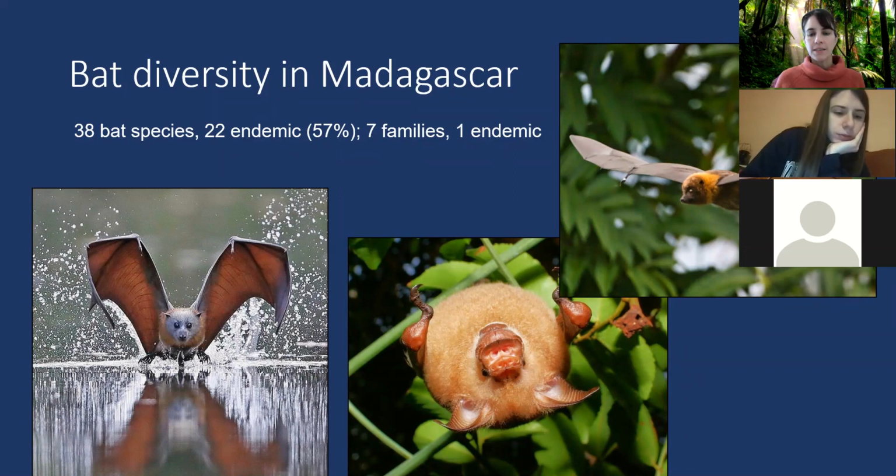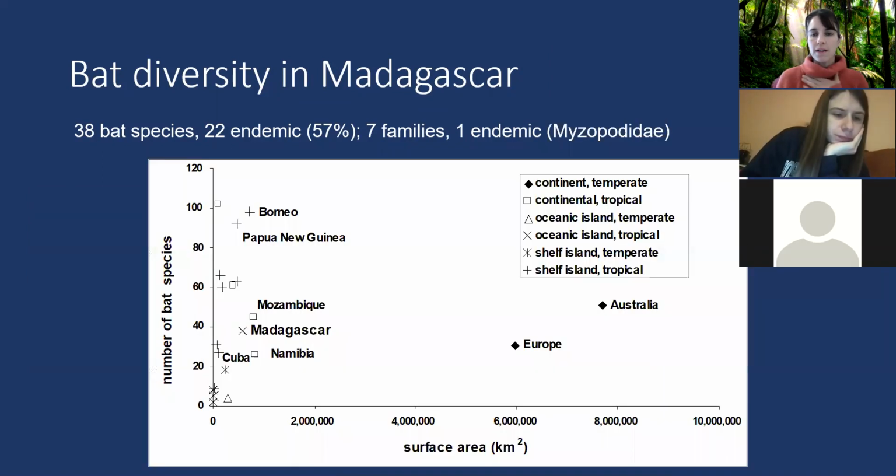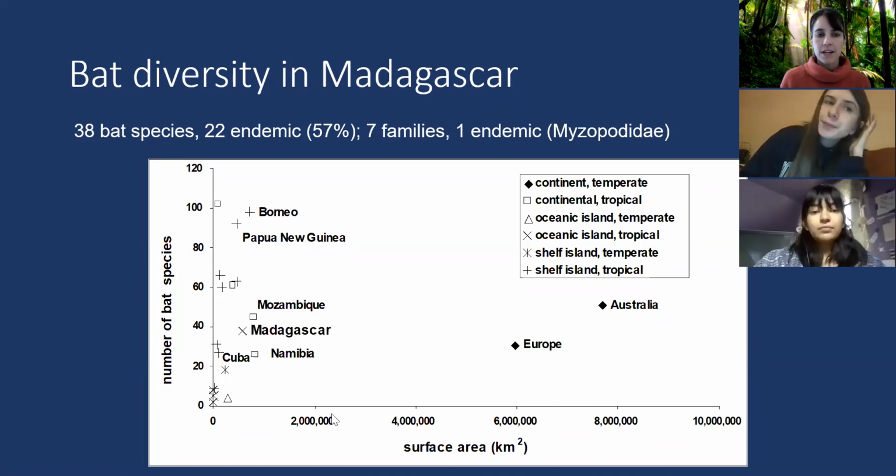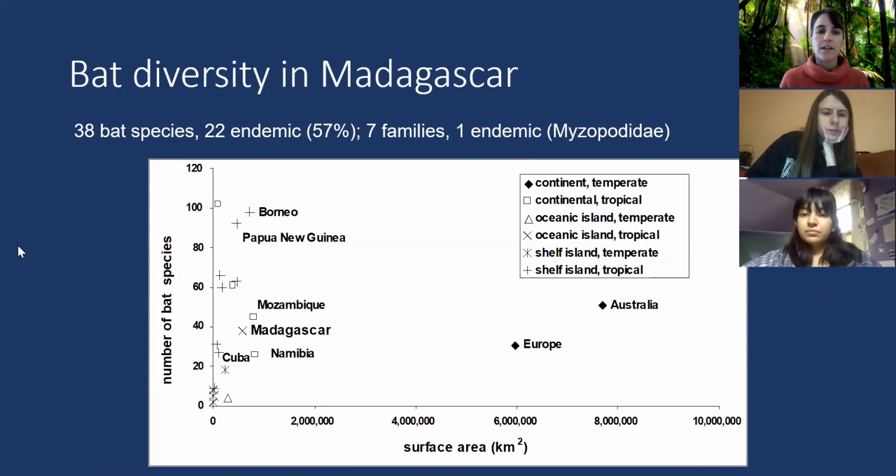It's a biodiversity hotspot. A lot of islands have a high biodiversity because they're isolated, and so different species evolve there. You can see on this graph that this is surface area, and this is the number of bat species. The more species you have in a smaller surface area, the more diversity you have per unit area, right? So you can see that Borneo is super high up there, and Papua New Guinea, but Madagascar is way up out of this cluster of where most places are. And out here we have places like the US, where you have really big places with not as many bat species.